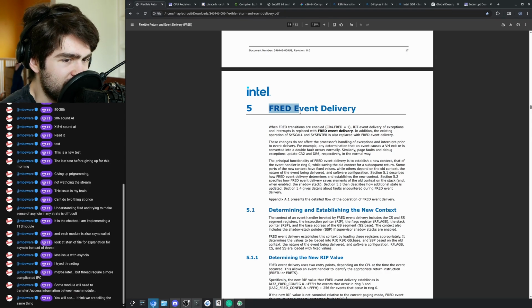FRED event delivery. When the FRED transitions are enabled, CR4.FRED equals 1, yeah, we know that, IDT event delivery of an exception and interrupt is replaced with the FRED event delivery.